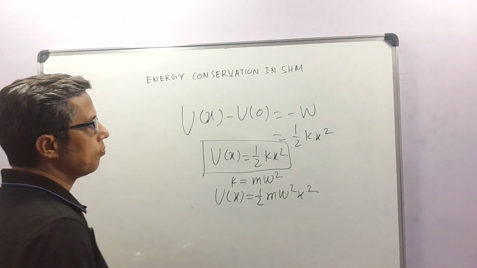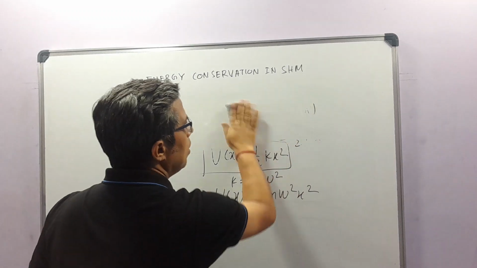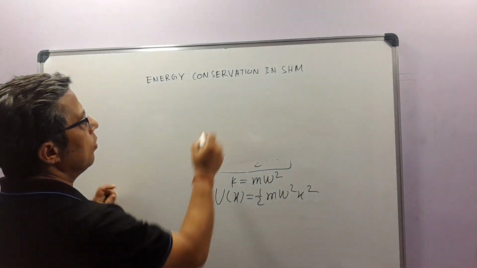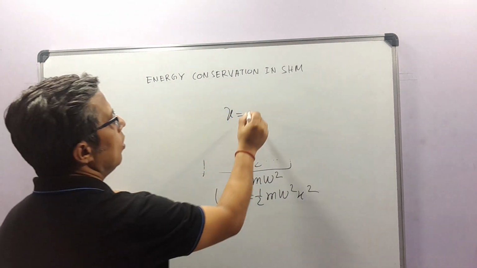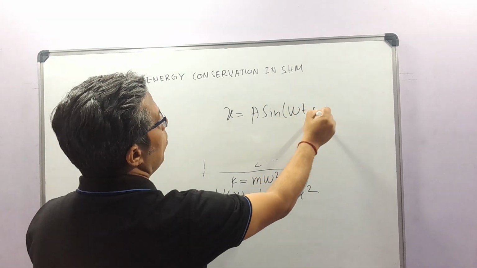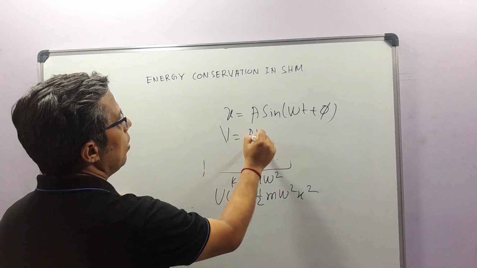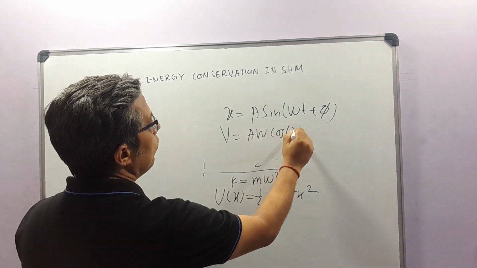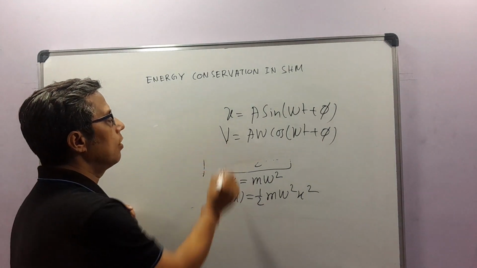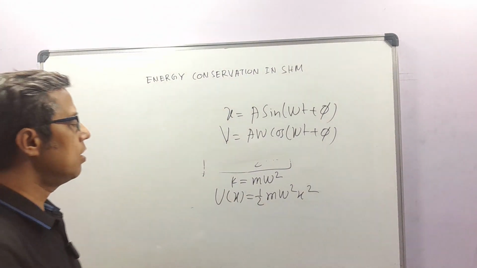Now we'll look at the displacement equation. What is the equation of the displacement here? That is x is equal to a sine of omega t plus phi. So velocity will be a omega cos of omega t plus phi. This is the velocity expression and this is the displacement. Now we will utilize this here.